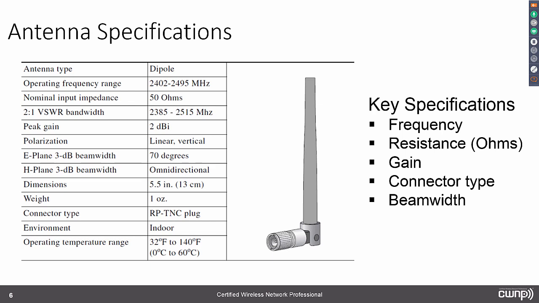It is also important to note the connector type. This happens to be an RP-TNC connector on this antenna, because that's going to determine if it will connect to your access point or to your cable connectors. And so we need to make sure that we understand the connector type.